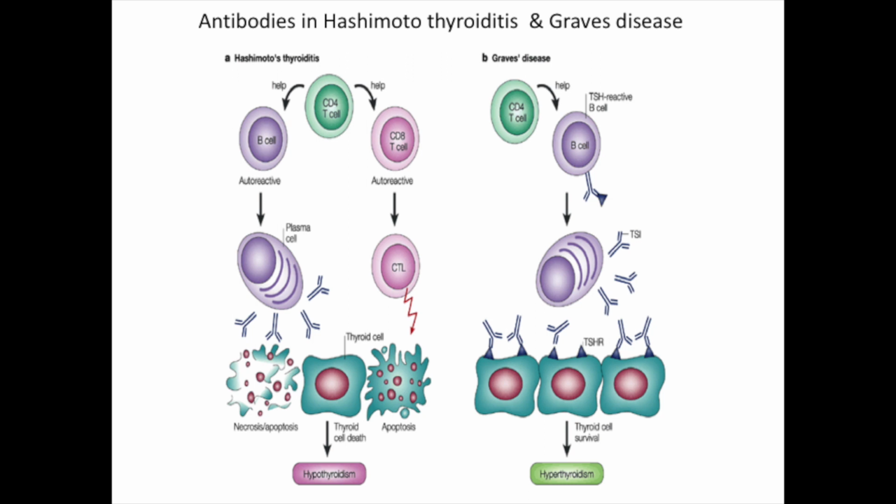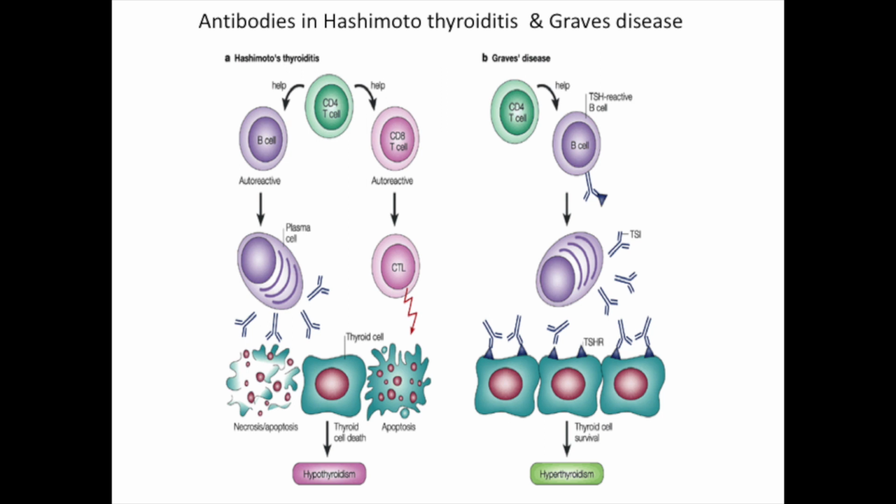In this slide, you can see the pathology and the development of two autoimmune diseases affecting the thyroid gland: Hashimoto thyroiditis on the left-hand side and Graves' disease on the right-hand side. On the left-hand side, Hashimoto thyroiditis is triggered by autoantibodies. As you remember, we said these antibodies are against the thyroid peroxidase enzyme or against thyroglobulin.